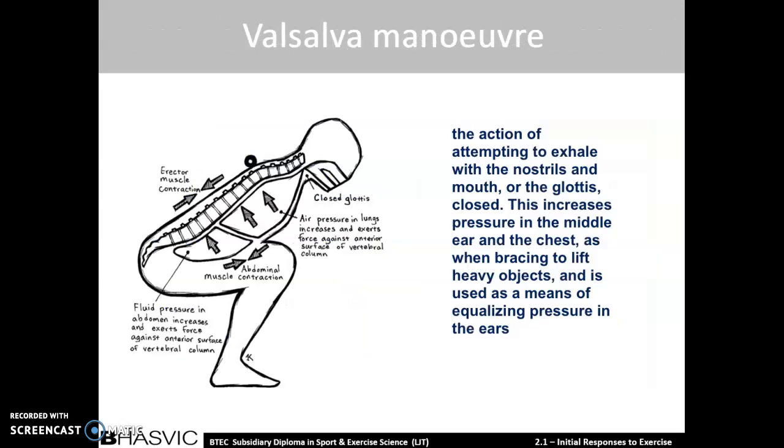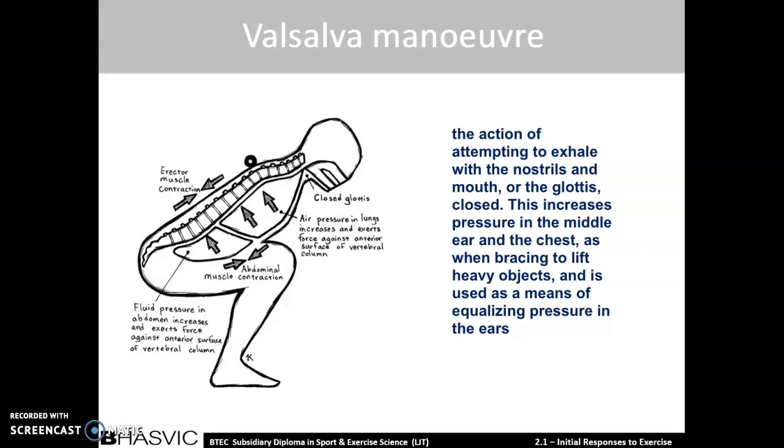Next is the Valsalva maneuver. This is the action of attempting to exhale with the nostrils and mouth or the glottis closed. This increases the pressure in the middle ear and the chest, as when bracing to lift heavy objects, and is used as a means of equalizing pressure in the ears. It increases the parasympathetic activity to the heart.